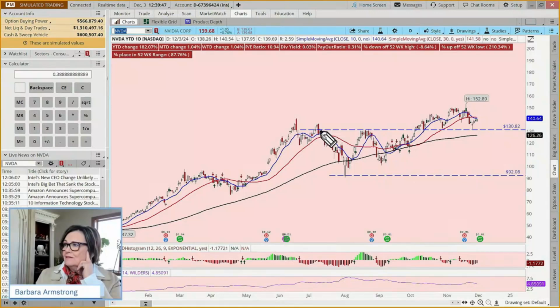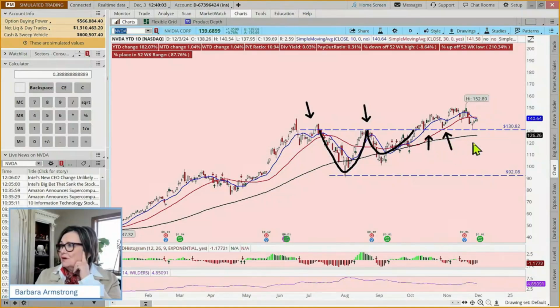Where it came down and then, so ceiling, I still think of this as ceiling and floor. Resistance became support, support, support. So this line around this 130, 131 mark seems to be significant. And it's come down and tested this 3 times.